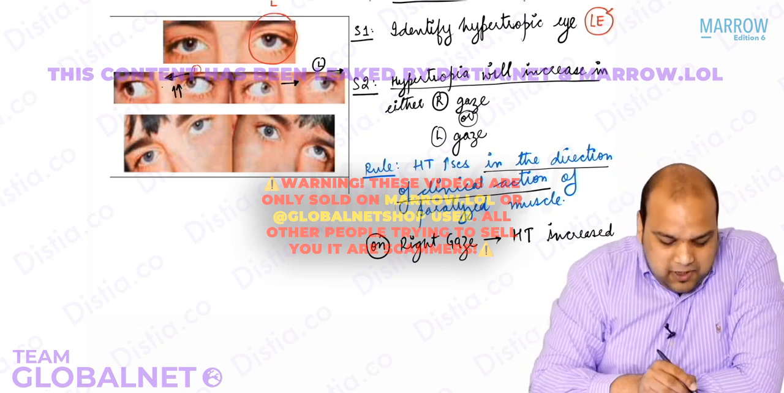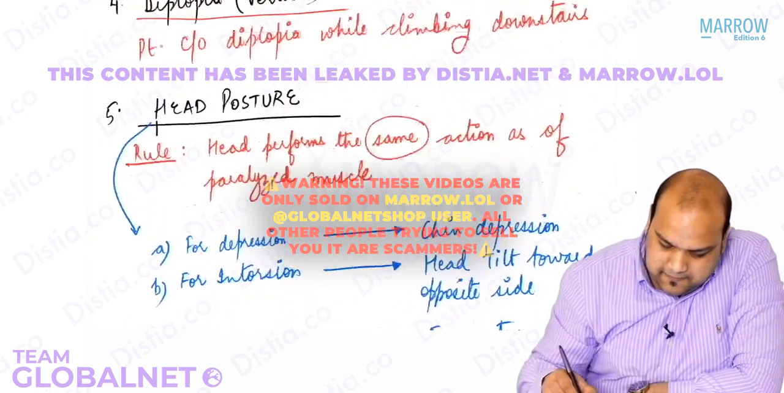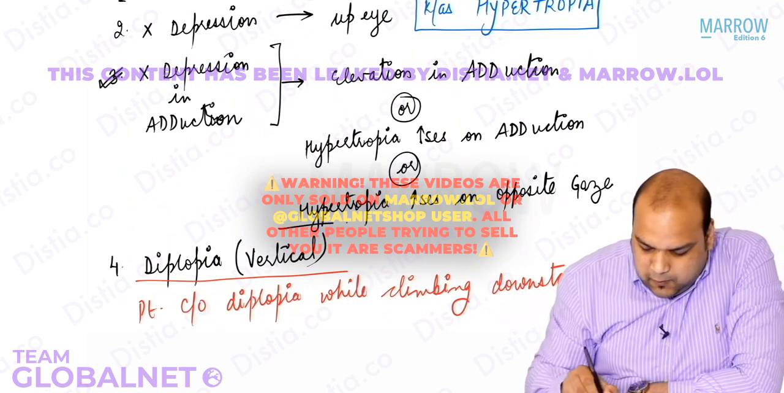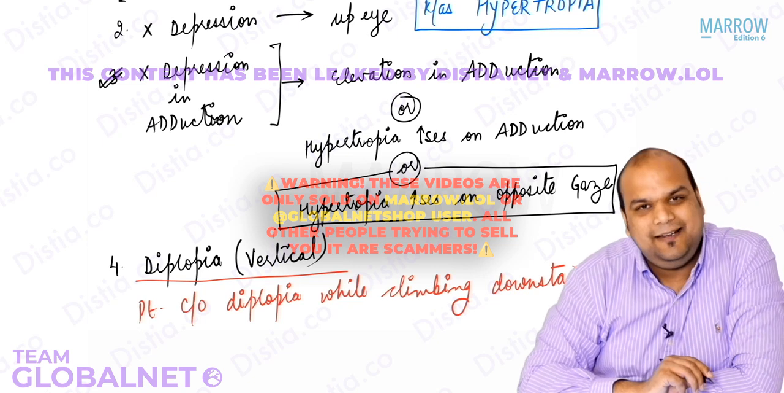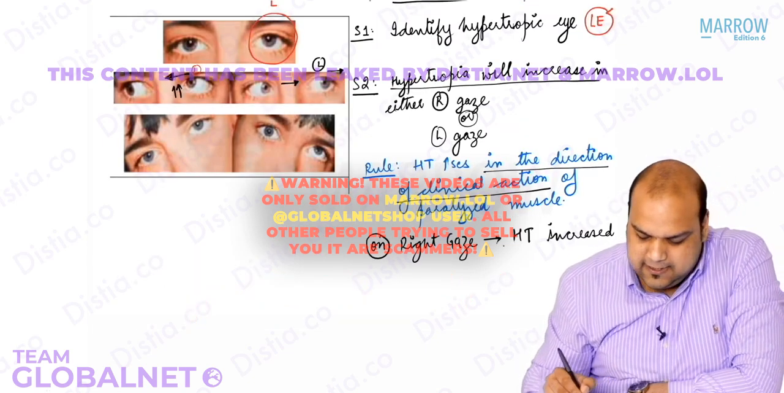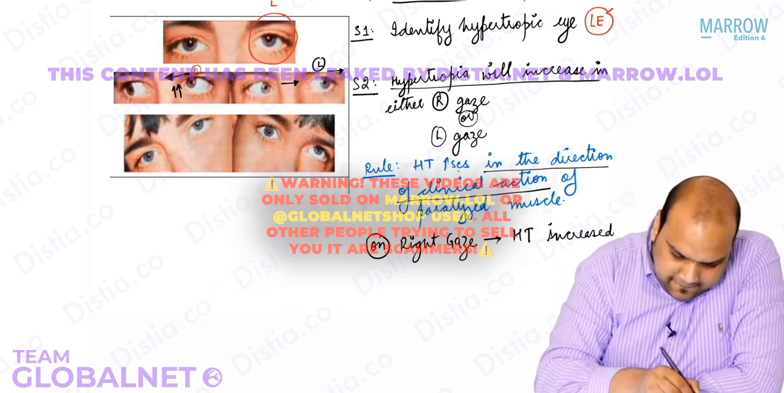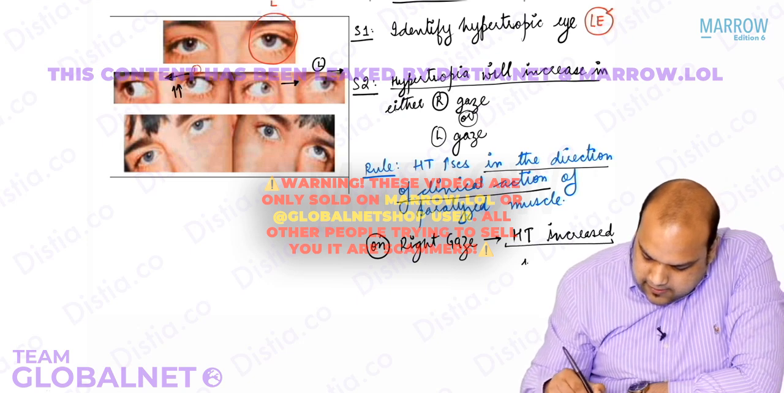Or if you knew the clinical features, you would not have had to think so much. You already know clinical feature number 3, hypertropia increases on opposite gaze. Am I clear? So it's just the clinical feature being shown in the image. Hypertropia increases on opposite gaze. Okay, everybody? I will just add one word here: hypertropia increased in left eye.